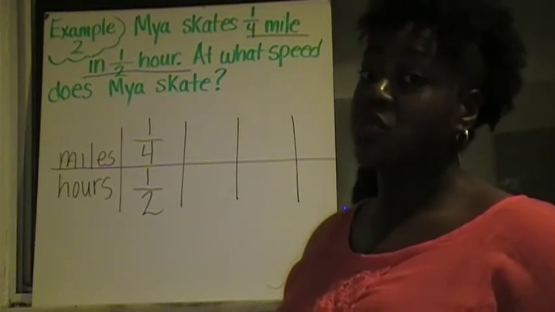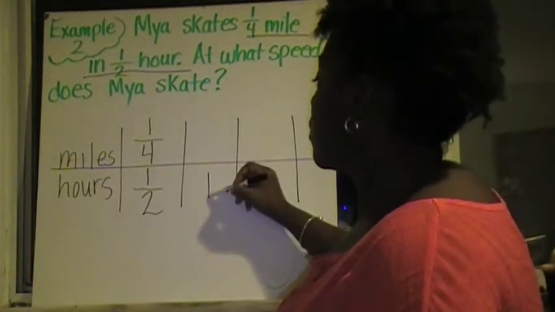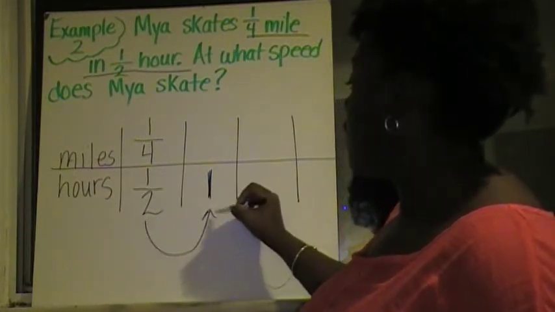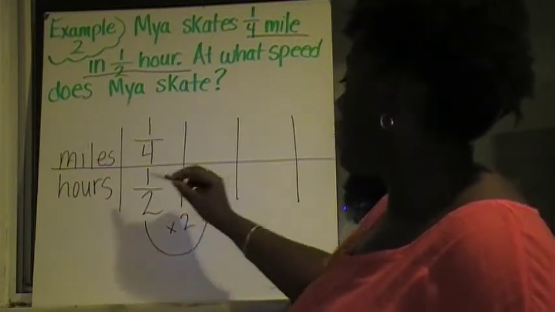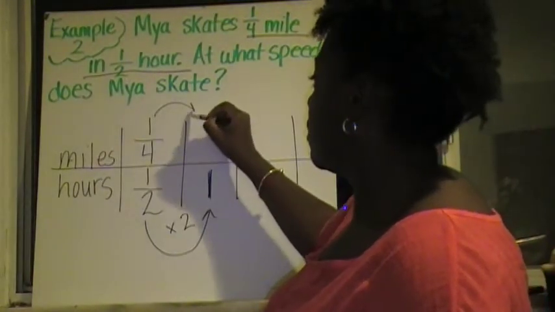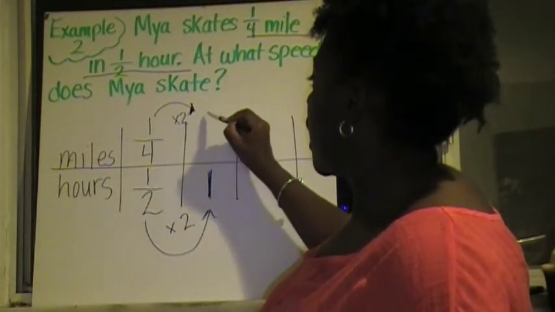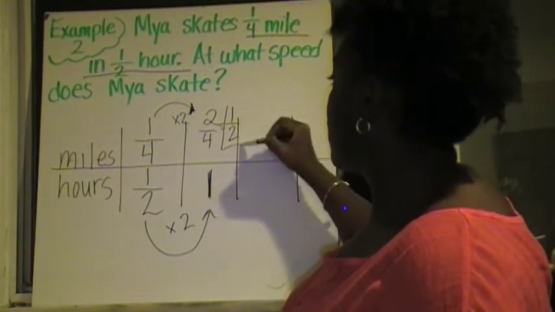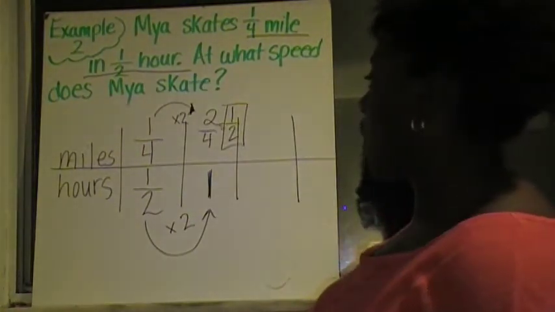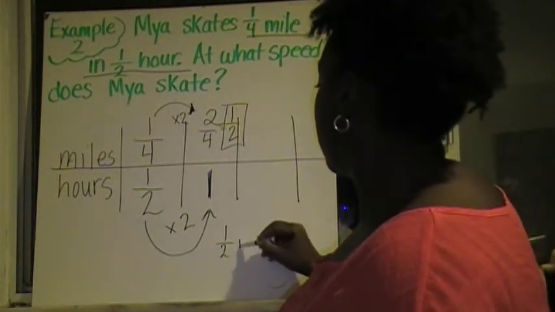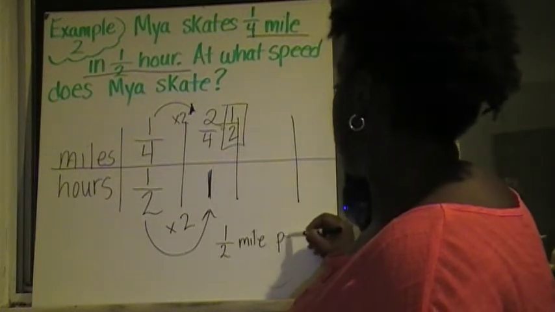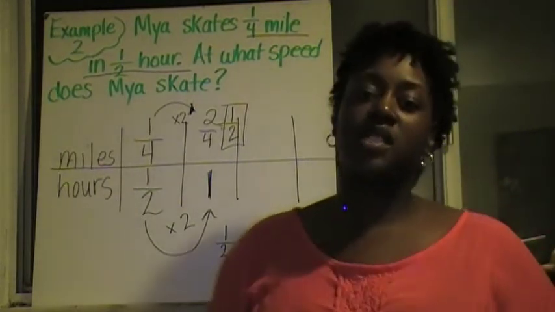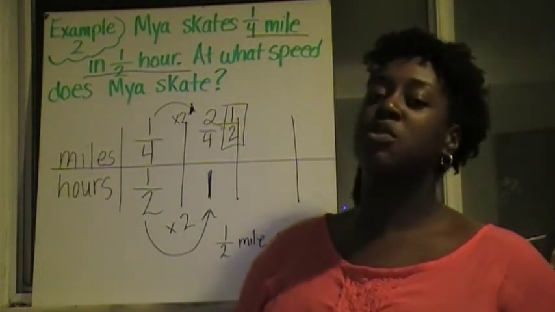And it's asking me for the unit rate, so I'm trying to figure out what can I do to get to 1. So 1/2 times 2 is 1. Do the same thing here. And of course we have 2/4, which is 1/2. So this is giving me the answer the same way. So this is 1/2 of a mile per hour. That is the unit rate. Pause the video, stop, ask any questions now if you need to, students.